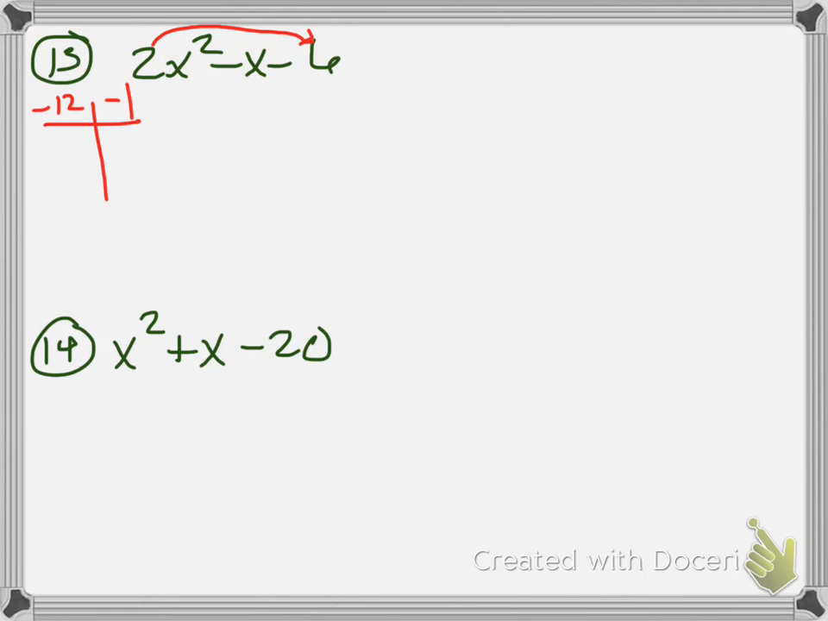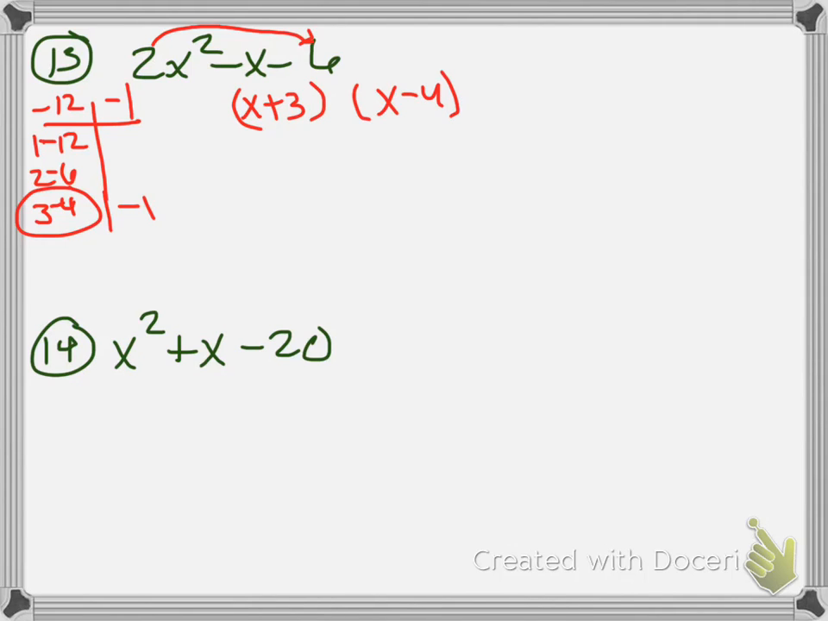So factors of 12: 1, 12, 2, 6, and 3, and 4. Since it's a negative 12, one positive, one negative, who has to be the negative? The larger number, because your middle number keeps the sign of your larger number. So who gives me a negative 1? 3 and 4. The 3 and the 4. x plus 3 and x minus 4.